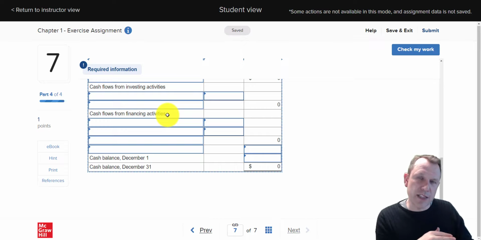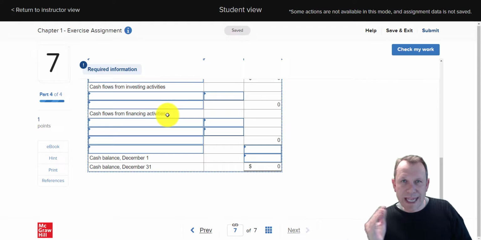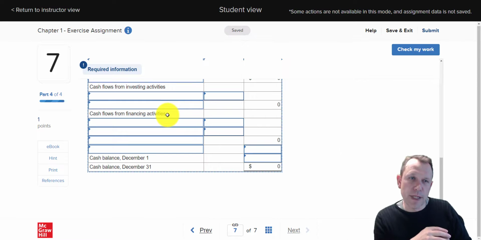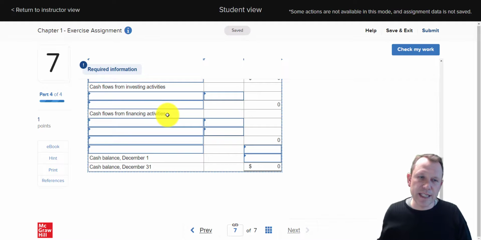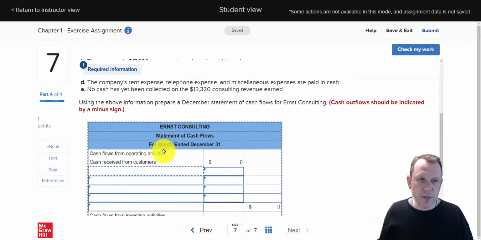It could be equity financing, which is owners financing, right? Or it could be debt financing, which is from like the bank, right? We're going to borrow money from the bank, we'll pay them back. Still financing activities. So let's go through these.